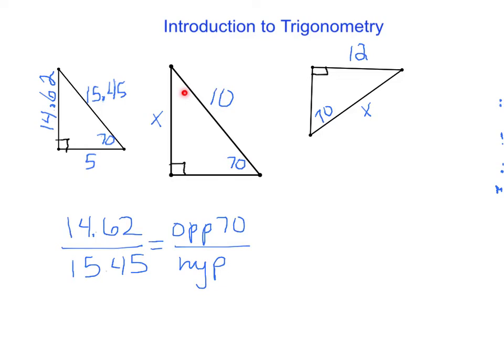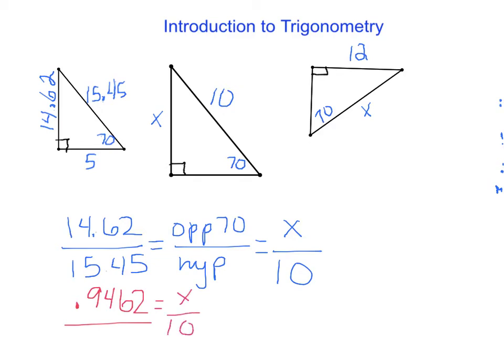I'm going to say that the opposite is x and the hypotenuse is 10. I can use a calculator to evaluate this. Doing so, I get 0.9462. I just divided in a calculator. Notice I'm rounding to 4 decimal places. So if I say this is equal to x over 10, I can solve for x, and I get 9.46. For my side length, I'm going to round to 2 decimal places. Something we can worry about later.